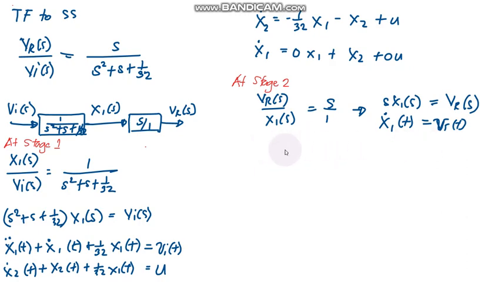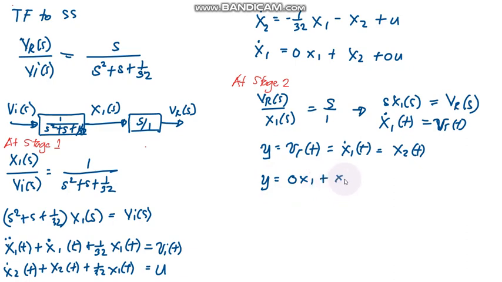And from here, we know that our y, we use the notation y for the output, is equivalent to VR of t, which we have derived as x1 dot of t. And x1 dot of t is equivalent to x2 of t. Okay, so for a simplified version of y, we could write it as 0 x1 plus x2 plus 0 u. Okay, so that is now the equation.